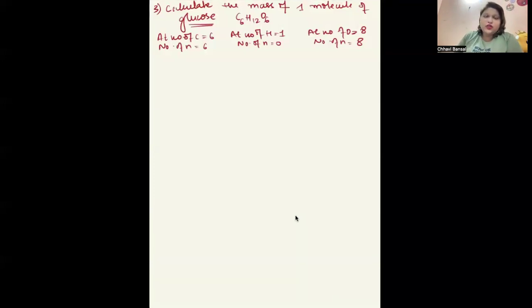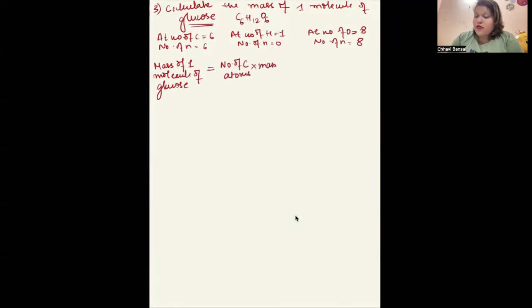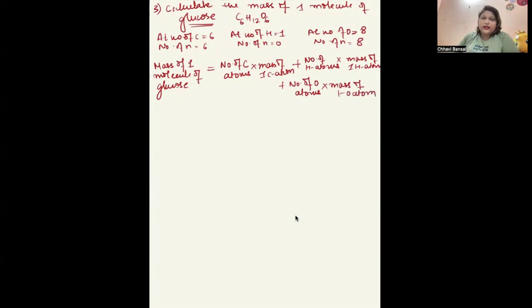Did you guys try this question? Let's see. Mass of one molecule of glucose, when I write, is number of carbon atoms multiplied by mass of one carbon atom, plus number of hydrogen atoms multiplied by mass of one hydrogen atom, plus number of oxygen atoms multiplied by mass of one oxygen atom. Can I write this?